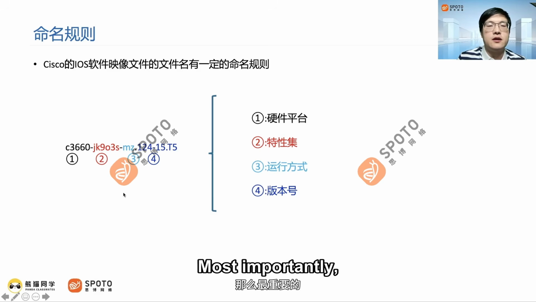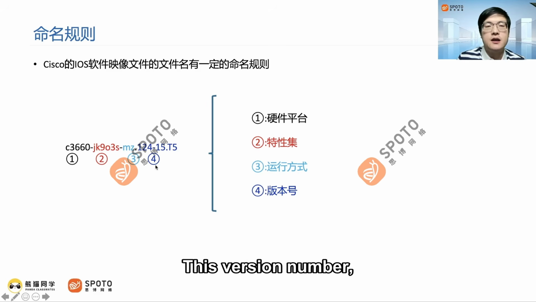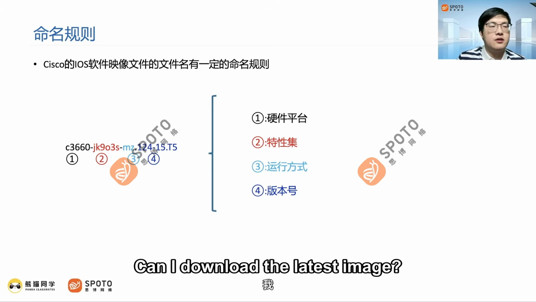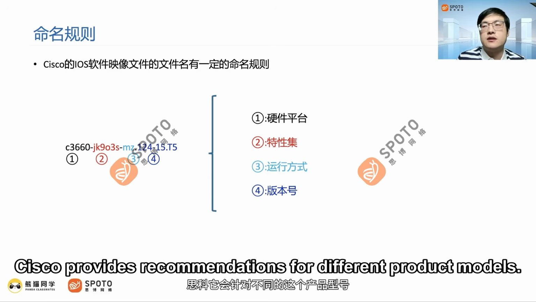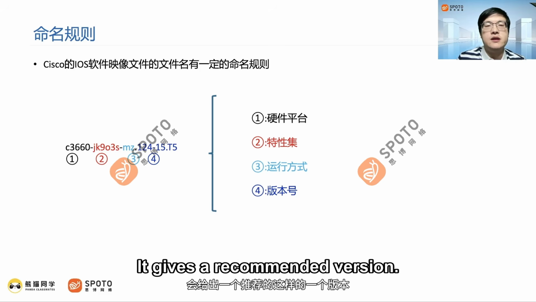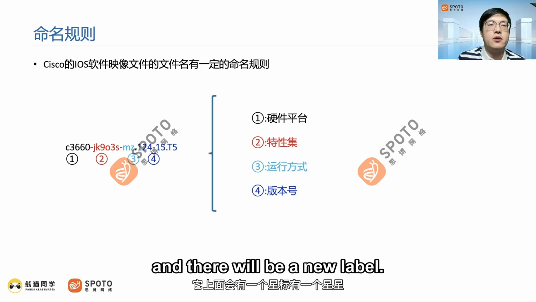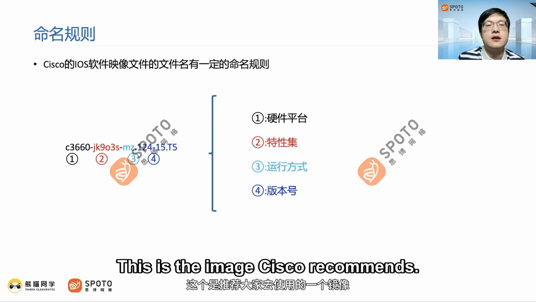Most importantly, the last part is called the version number. This version number, newer is not always better. Many students think, can I download the latest image? That's not the case. Generally speaking, Cisco provides recommendations for different product models. It gives a recommended version. Go to Cisco's website, and there will be a new label. There is a star. Downloading that image is the safest. This is the image Cisco recommends.